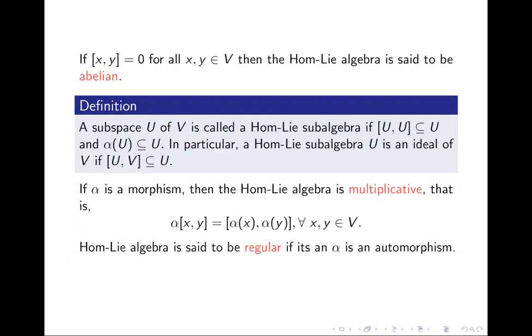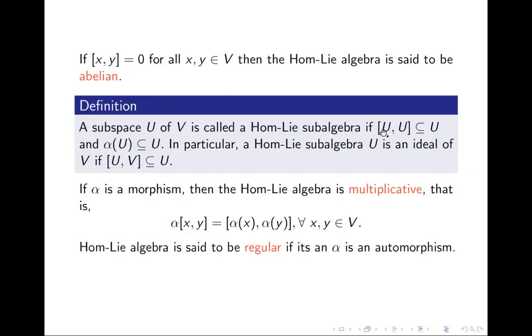So some more definitions. If for all x, y in a vector space this bilinear multiplication is zero, we refer to such algebras as abelian. So whether they are Hom-Lie or they are Lie, they are called abelian. In the same concept, we can also define subalgebras.